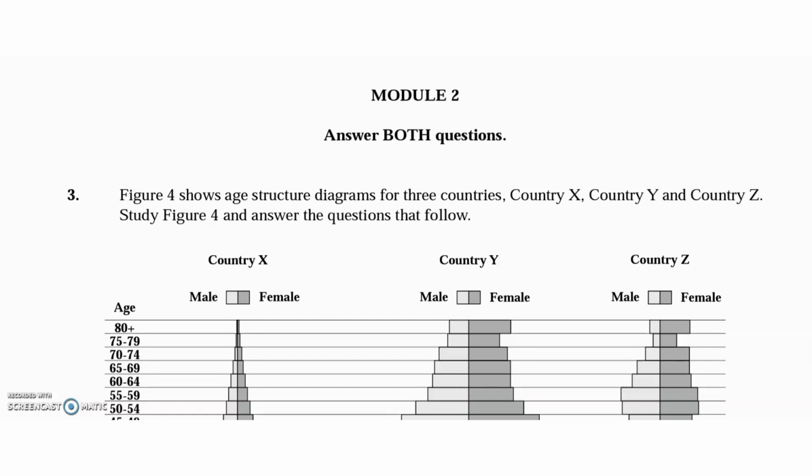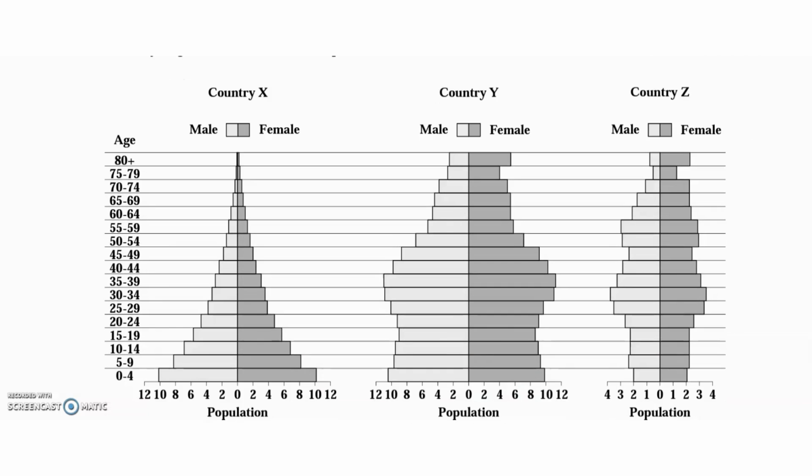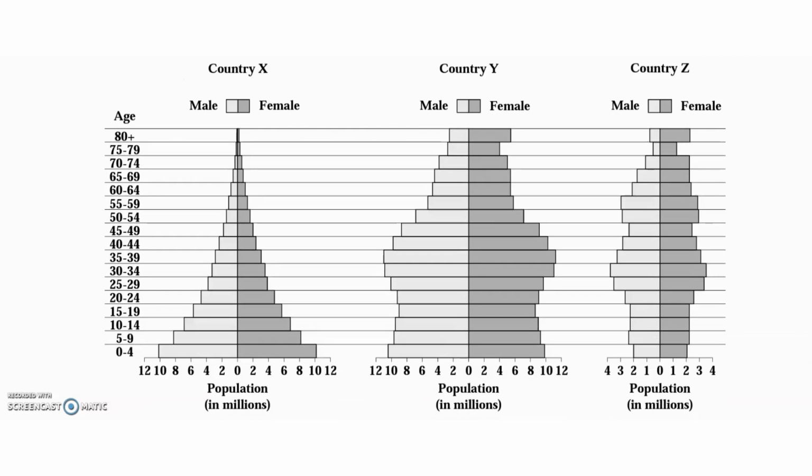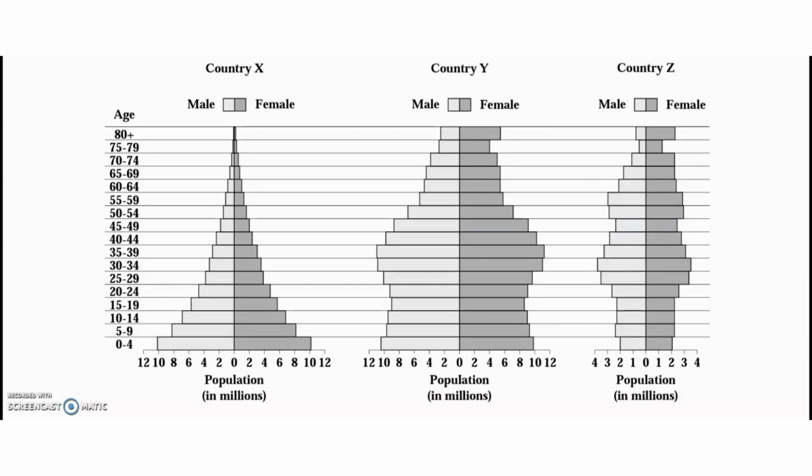Let's look at these diagrams for countries X, Y, and Z. Take approximately a minute or maybe 2 minutes, however you may like, not too long, and observe the shape of these diagrams. These are what you call population pyramids. Pay attention to the shape of these population pyramids, look at it carefully. You can pause the video if you like.